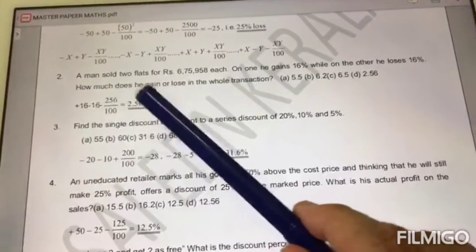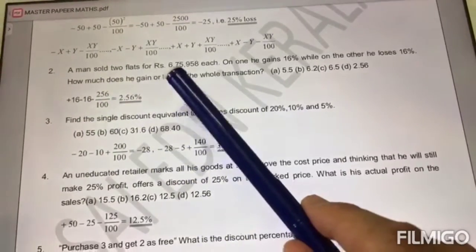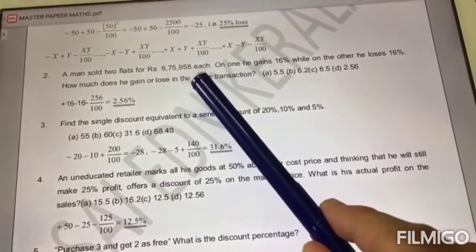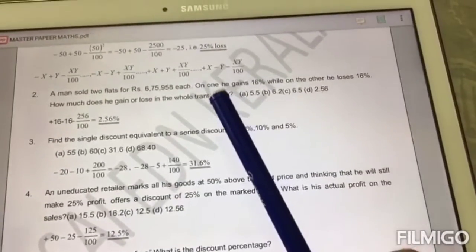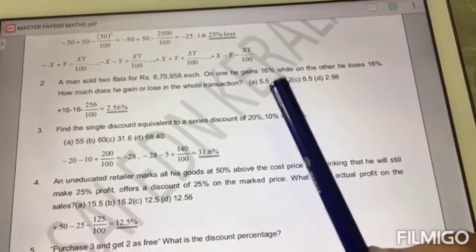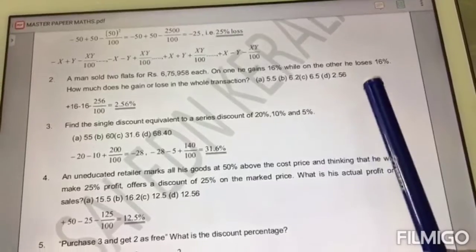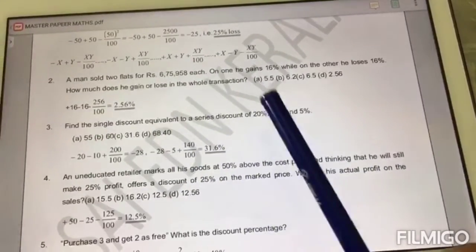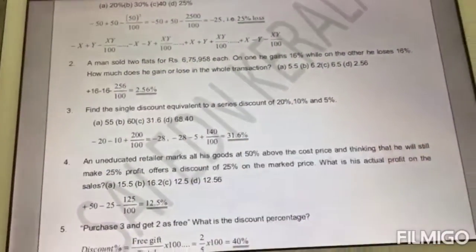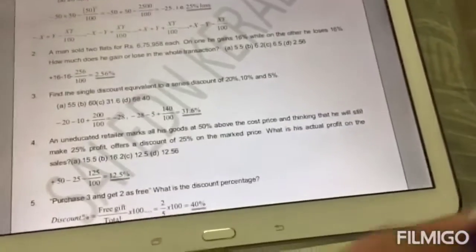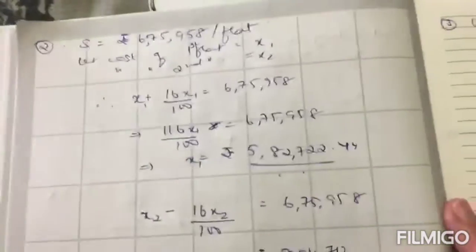Alright, question 2. A man sold 2 flats for 6,75,958 each. On one he gains 16%, while on the other he loses 16%. How much does he gain or lose on the whole transaction? Alright, let's work it out. They have given you one way of doing it. That's a shortcut way, but I prefer if you understand the problem and then go ahead.